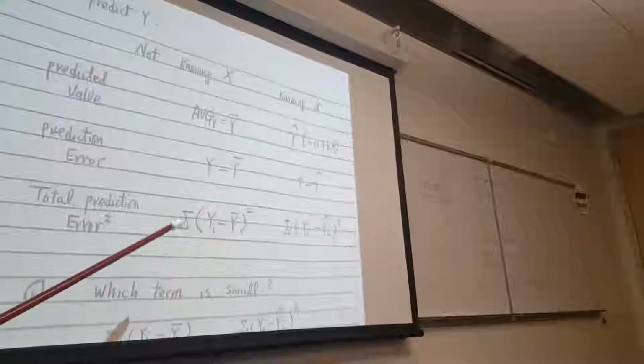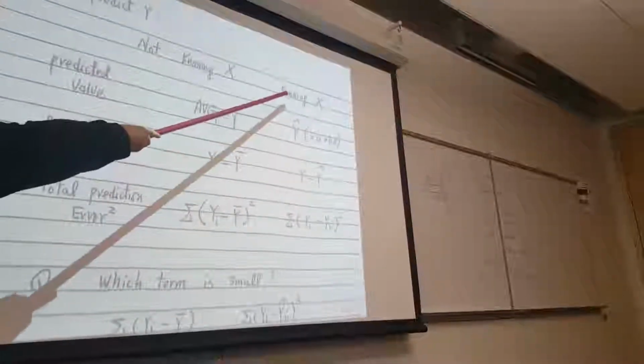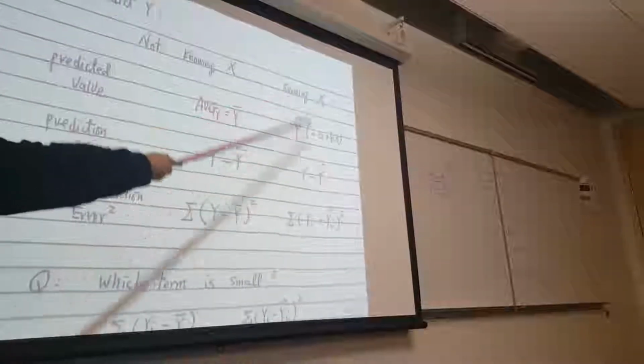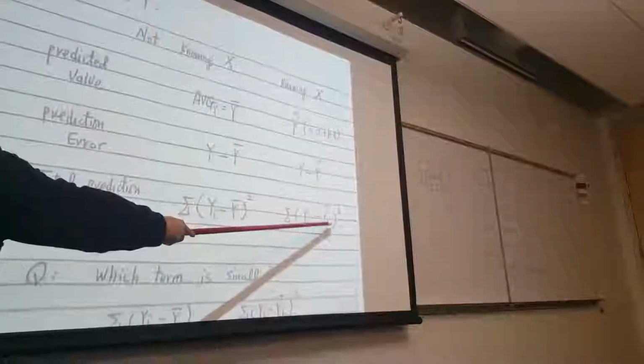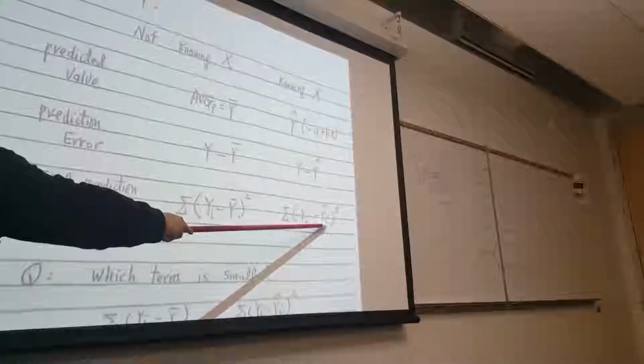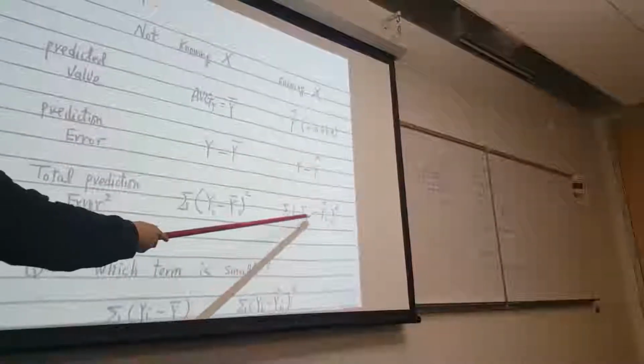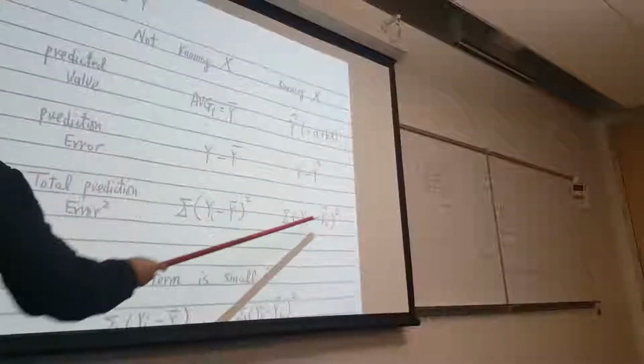Okay? Now, how about the situation when we know x? We are not going to use the class average y, right? We're going to use what? The regression line to make the prediction. So in this case, it's yi minus yi hat squared, summed up.